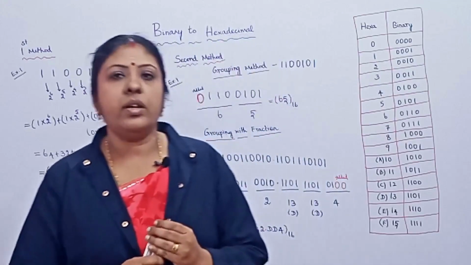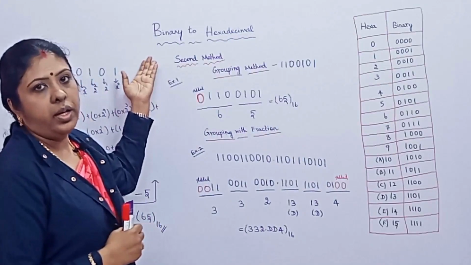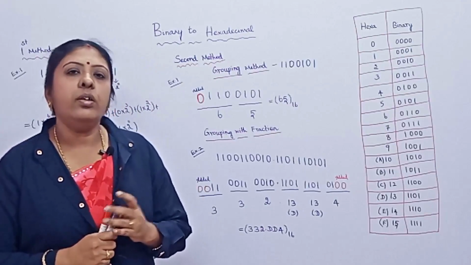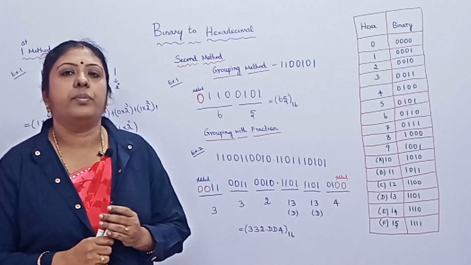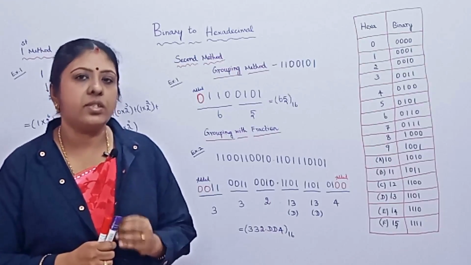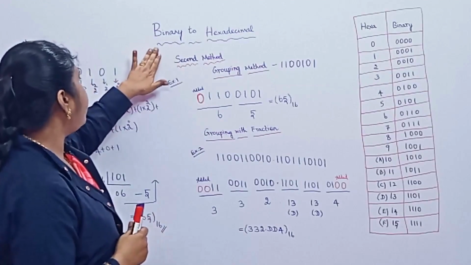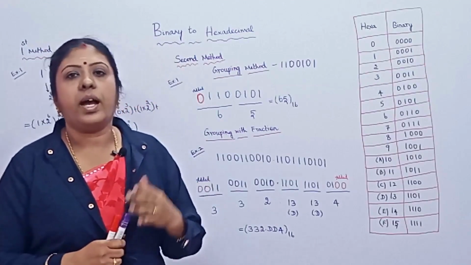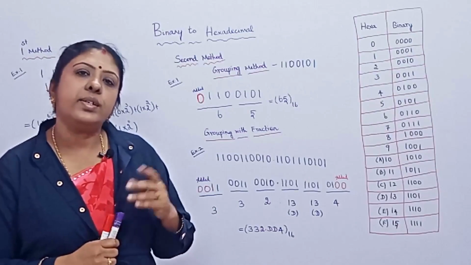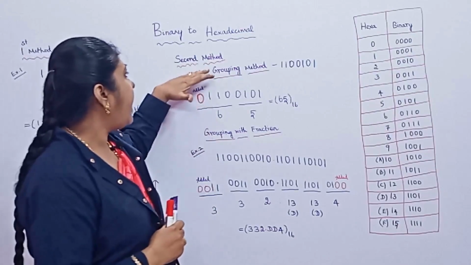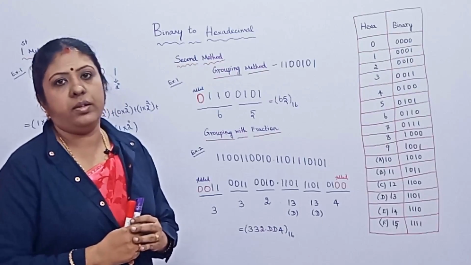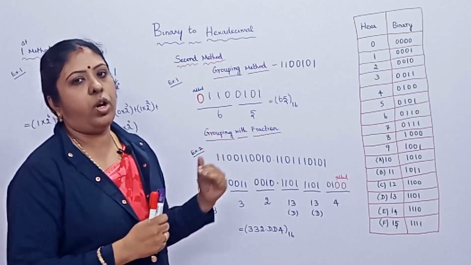So, what is the methodology to be followed for converting binary to hexadecimal? Here we are going to discuss two types of methods, that is, an integer method and a fractional method. In the integer method itself, we have two types of methods. The first method is we have to convert the binary to the decimal number system, and then from the decimal number system we have to convert it into the hexadecimal number system. And the second method consists of converting directly from the binary number to the hexadecimal using a grouping method. We can see these two methods one by one.